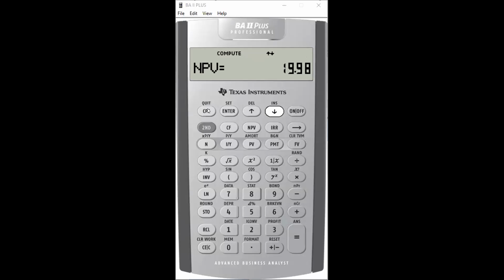And go down and press compute. That is 40. We write it down, go up. Interest rate is 5%. Press enter and go down, compute. So when the discount rate is 5%, NPV is 29.29.